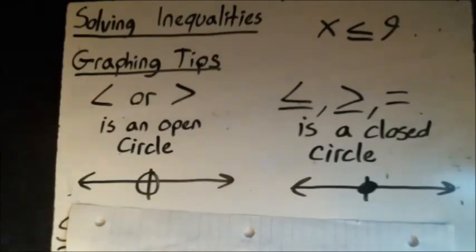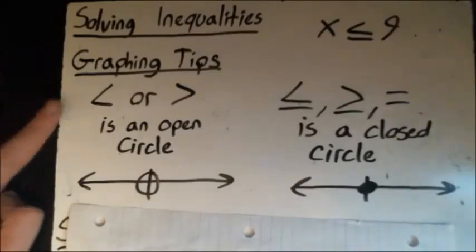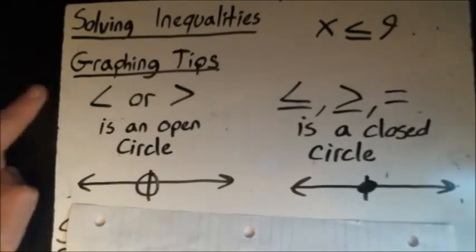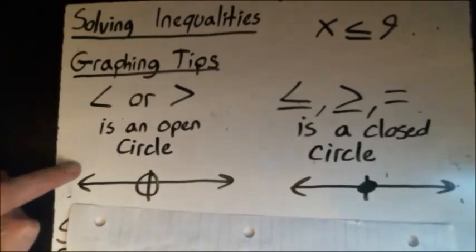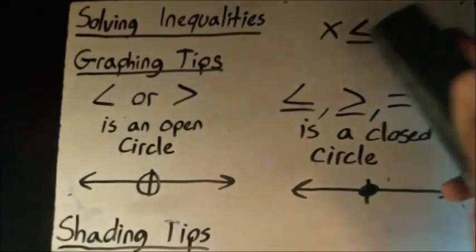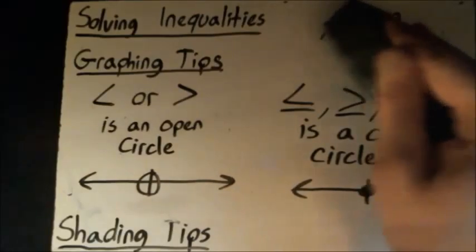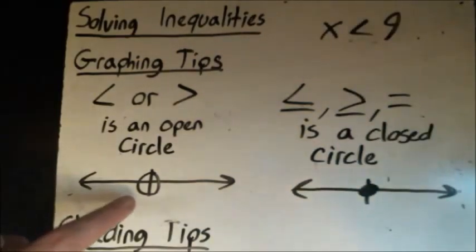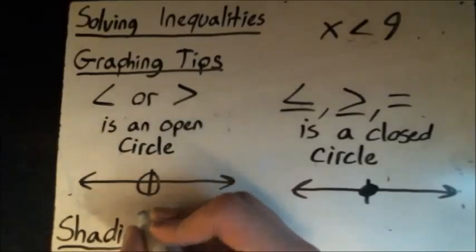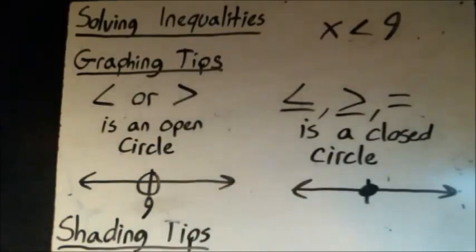Whenever you solve an inequality, you also have to graph an inequality. So here are some basic graphing tips before we get to solving them. If you have a less than or a greater than sign, then you're going to graph that point as an open circle. So if this was x is less than 9, and we were to graph that here, then this would be a 9 right there. So we'd use an open circle whenever it's x is less than or greater than.